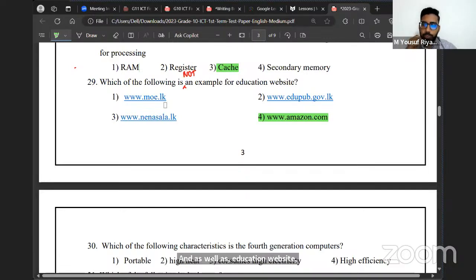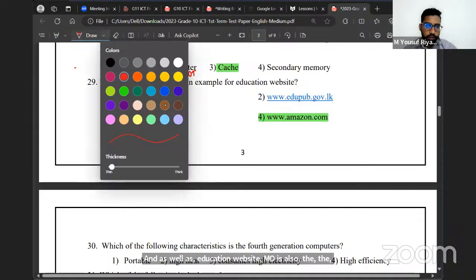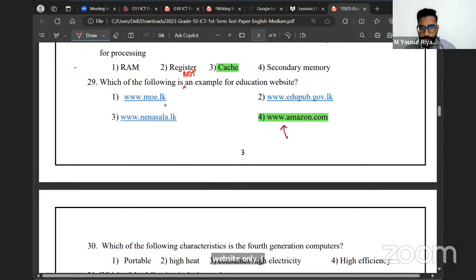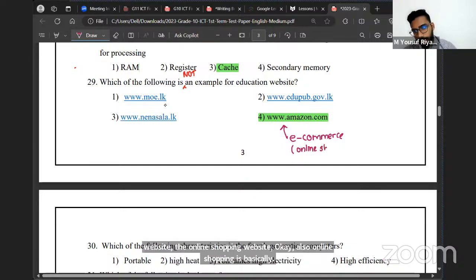Amazon is a type of website. What type of website? It's called an e-commerce website. The online shopping website we call an e-commerce website. Online shopping basically comes under the category of e-commerce websites.